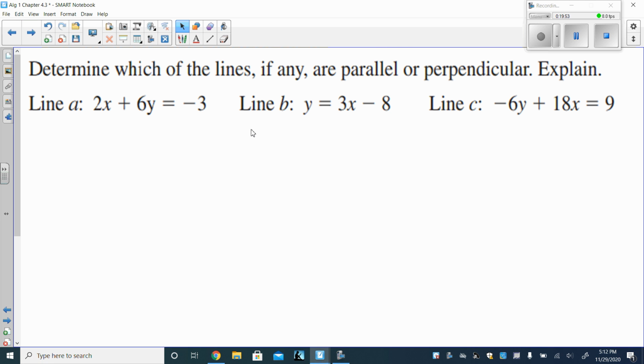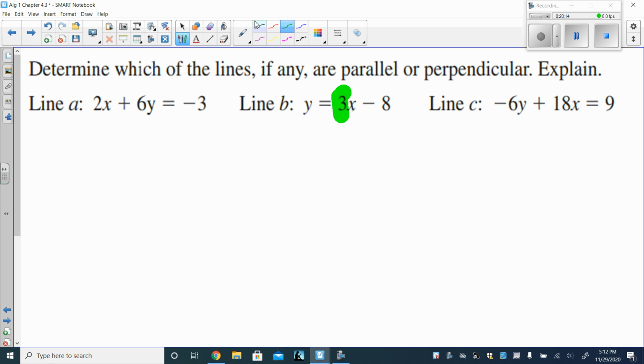We're going to do it again. We're going to do one more of these here. Now these here, they did give us one. One of these is already in slope-intercept form, and that's line B, and it's told us our slope is 3. So if any of the other lines have a slope of 3, it means that they are going to be parallel.